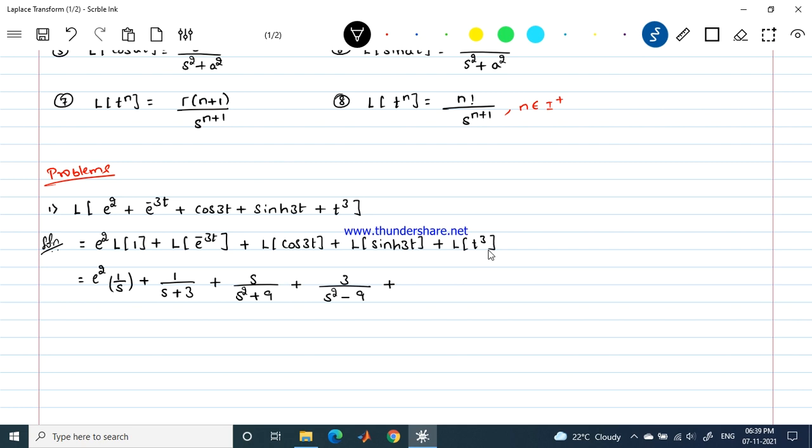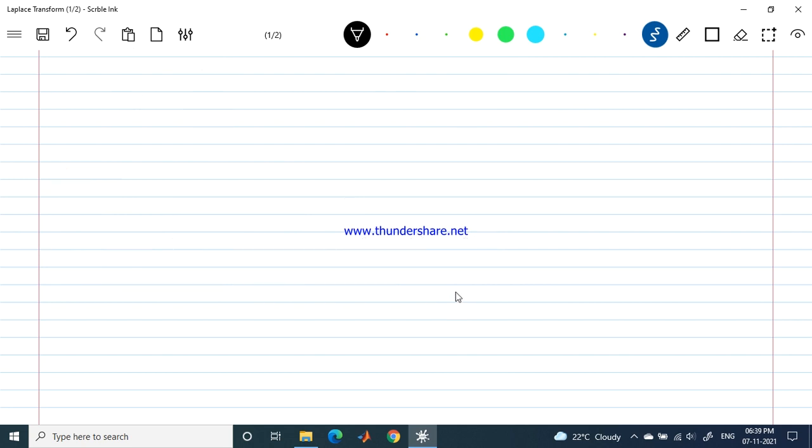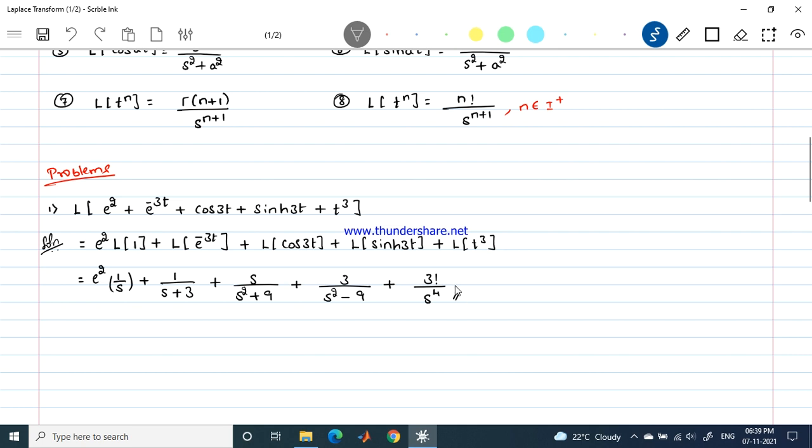Plus L of t power n, where n is positive integer. So it is 3 factorial upon s power 3 plus 1, which is 4. So 3 factorial becomes 6. So it is 6 upon s power 4. And there is no need to simplify it further. We can stop at this point.